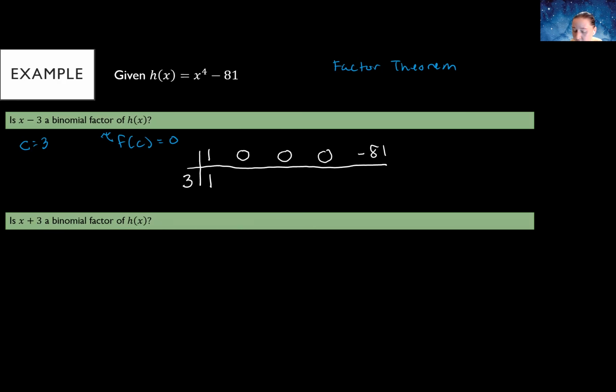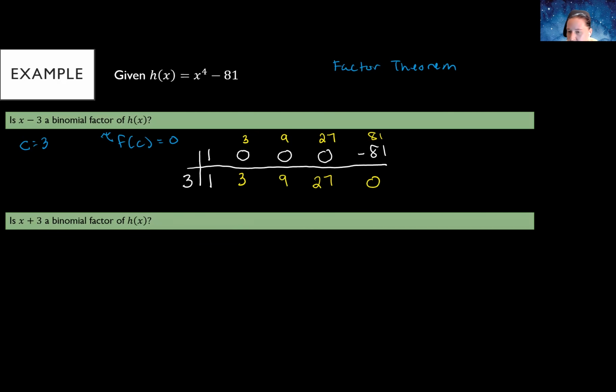So then we just go through the synthetic division. 3 times 1 is 3 plus 0, 3. And you're going to find that you're just basically accumulating powers of 3 here because of all the zeros. And we do get 0 at the end. So you get 3. 3 times 3 is 9. 9 times 3 is 27. 27 times 3 is 81. 81 minus 81 is 0.